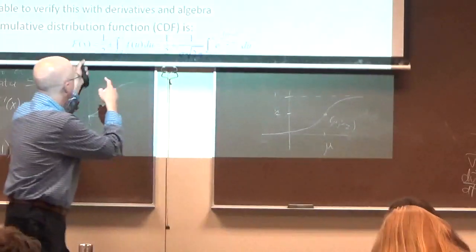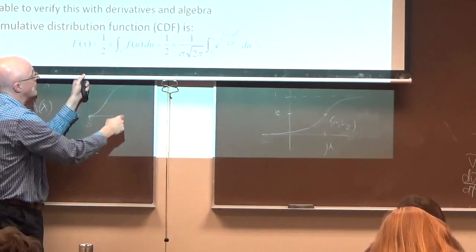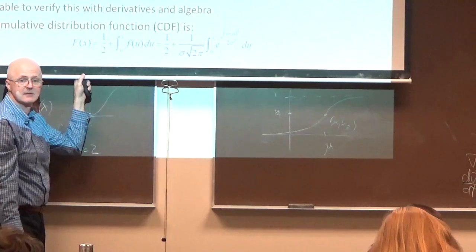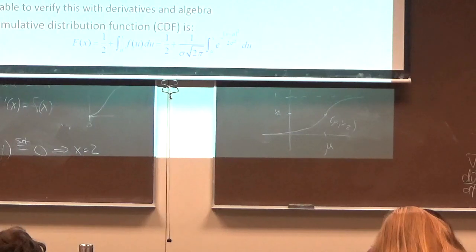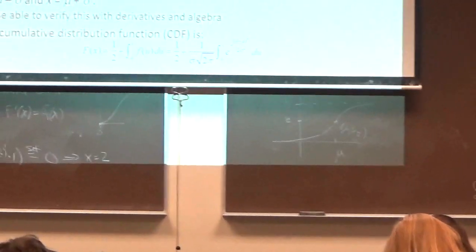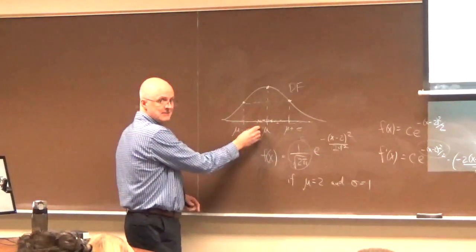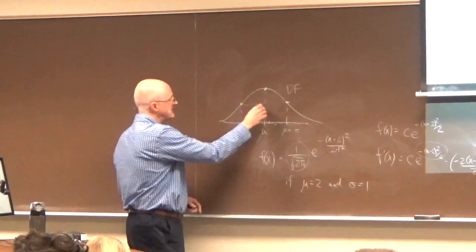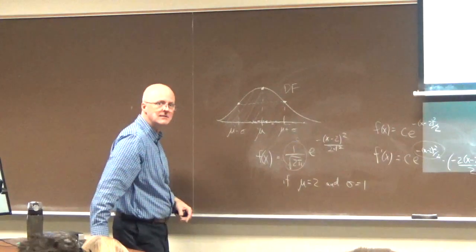Because when you plug in x equals mu into here, you get an integral from mu to mu, which is 0. Plus 1/2 is 1/2. And that's saying half the data is less than the mean. Which makes sense if you come over to this picture with the camera. Half the data would be less than the mean by the symmetry. Half the area is to the left of the mean. That's another way to think of it.